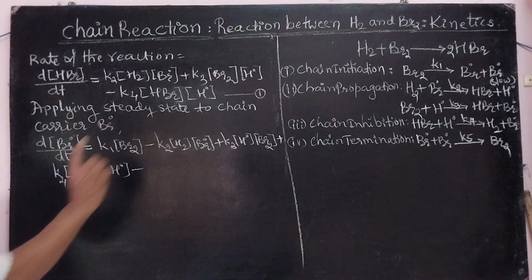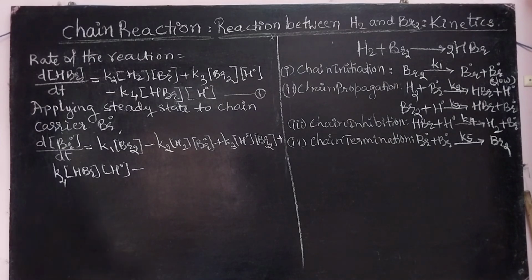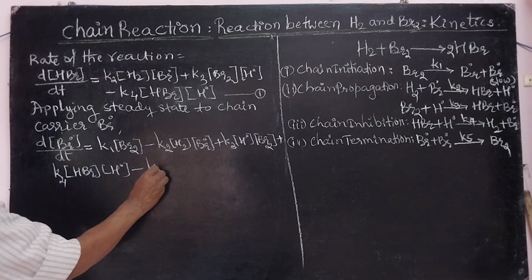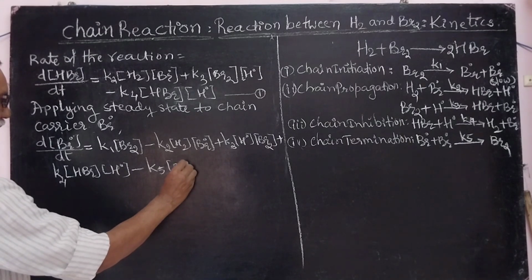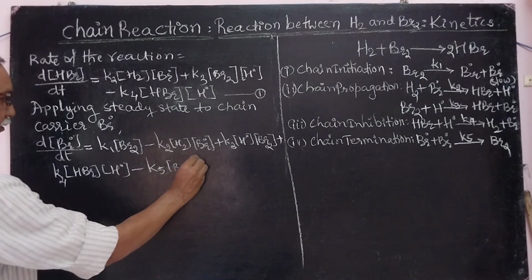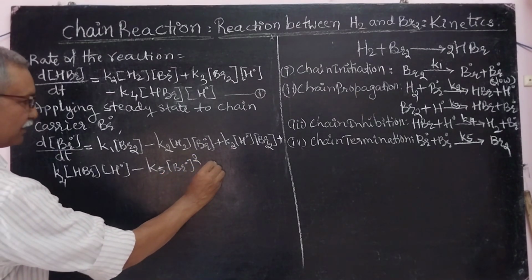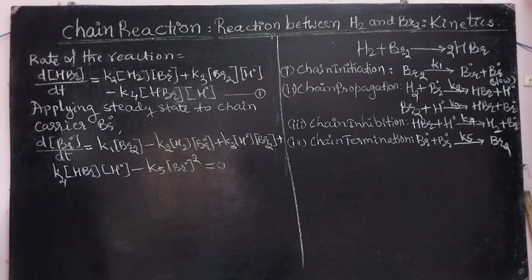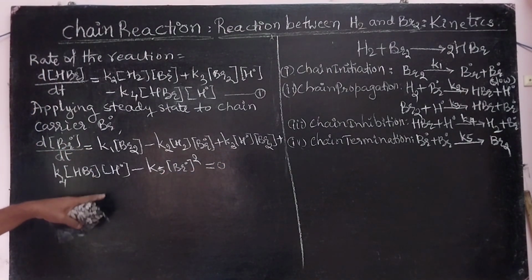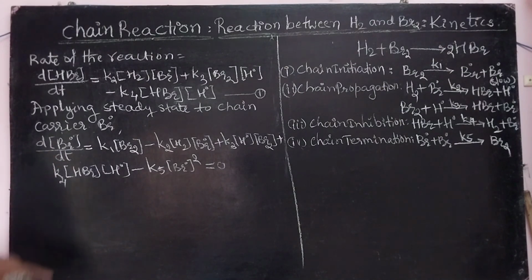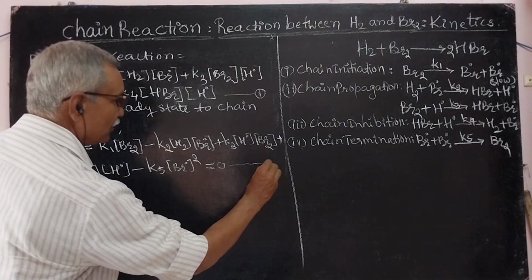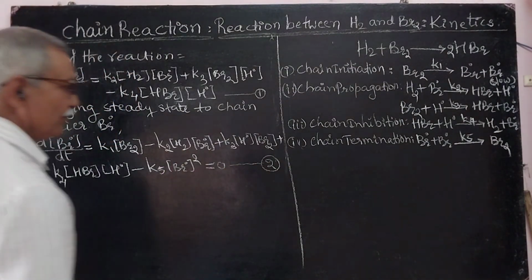Then in the last equation Br dots are consumed, and that too with K5 into concentration of Br dot square. This is equal to 0, because we are applying the steady state here. Change in concentration of Br dot with respect to time is equal to 0. Suppose this is equation 2.